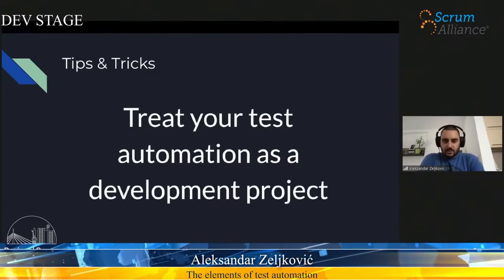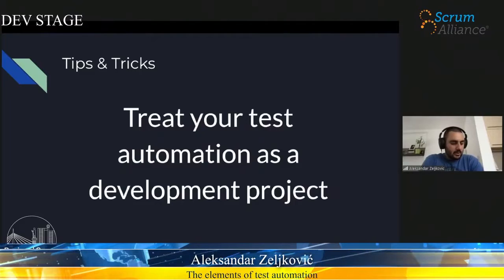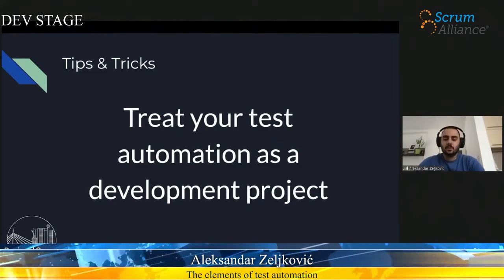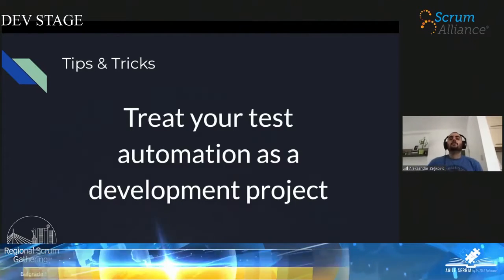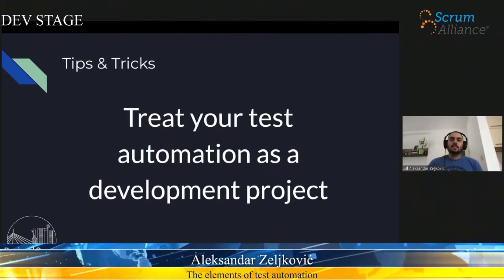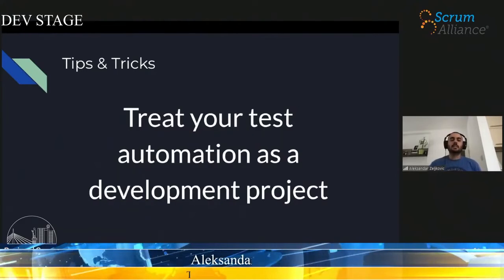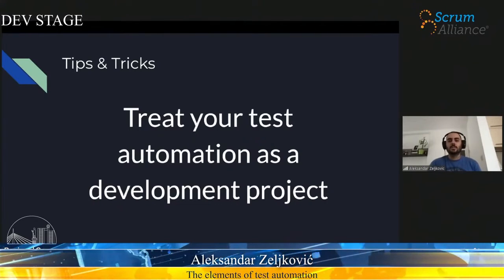Next, treat your test automation as a development project. I already mentioned that most likely your automated tests will be written as code. Be aware that test automation is software. So when you are building test automation, you are building software that will test another software. So you are having another software development project in parallel with your product. So make sure that you are treating your test automation as a development project.